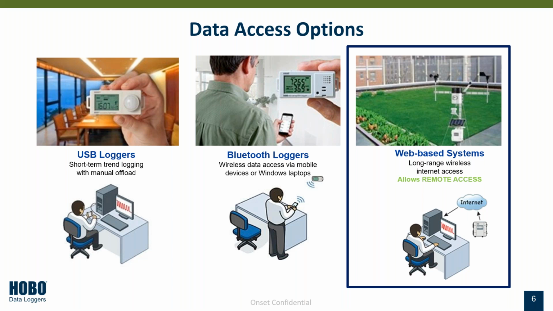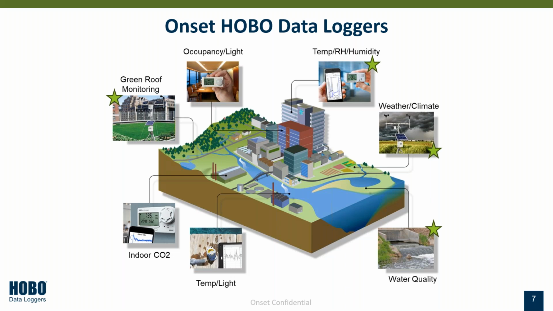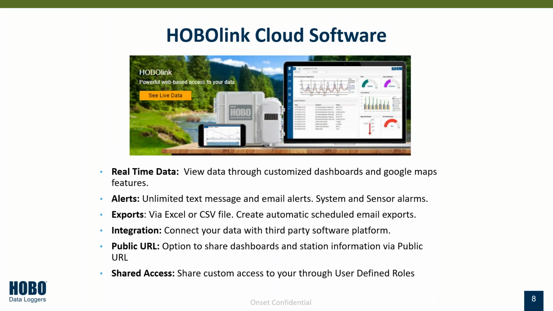So the next one is just kind of a brief overview of where our data loggers are used, right? So we have these all over the city. We can do indoor, we can do outdoor, light occupancy, CO2, temperature, but the ones that we're going to focus on touching on are going to be those climate parameters, the temperature, humidity, water quality and water quantity, and some of the remote monitoring stations that we have out there. So we can kind of cover a lot of different areas with all of our different data loggers.